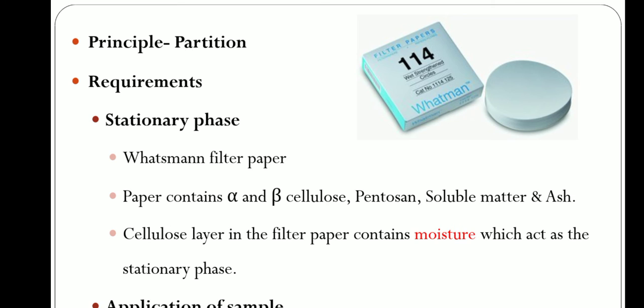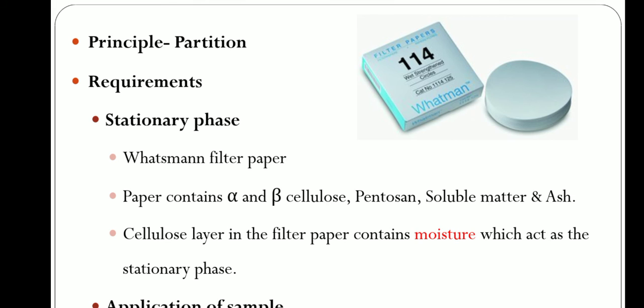So Whatman filter paper contains alpha and beta cellulose, pentose and soluble matter and ash. Different grades are available, such as Whatman filter paper number 1, number 2, number 3, etc. And the cellulose layer in the filter paper contains moisture which acts as the stationary phase. Note this point.